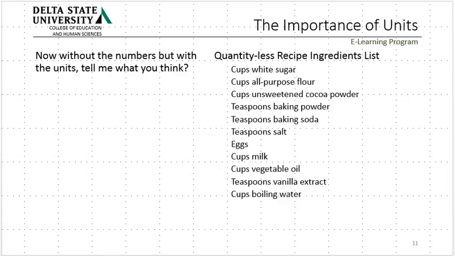Okay, so cups of white sugar, cups of all-purpose flour, cups of unsweetened cocoa powder, eggs, milk, vegetable oil. This is obviously chocolate cake or brownies or something like that, right? Without the numbers, you actually have much more information than you do without the units. The units are what we're talking about. The numbers are how much.